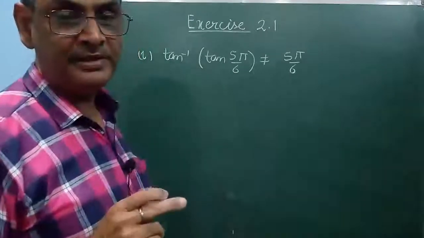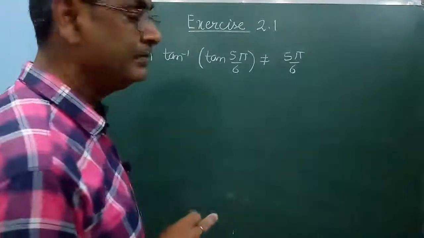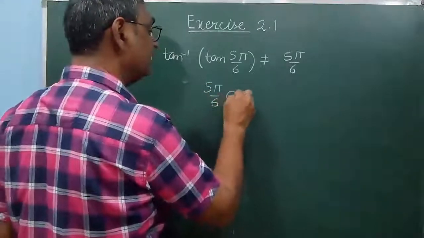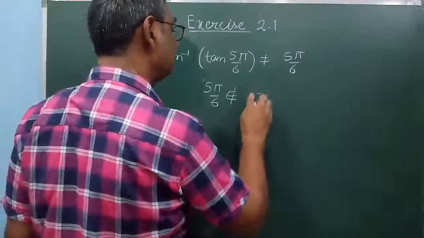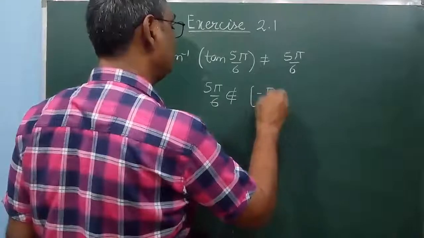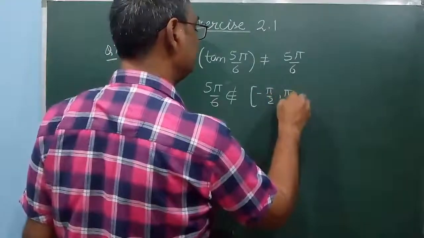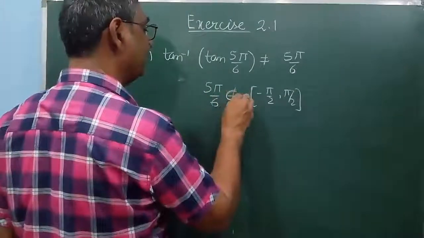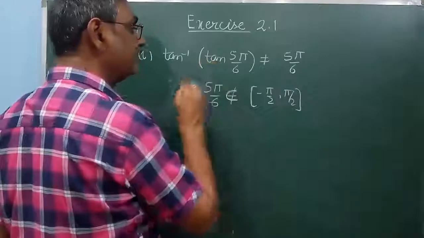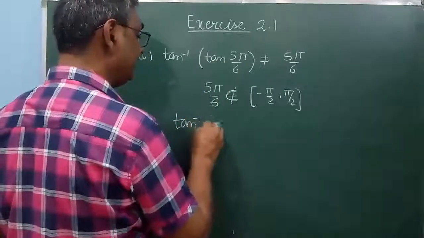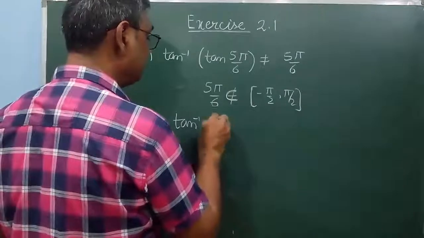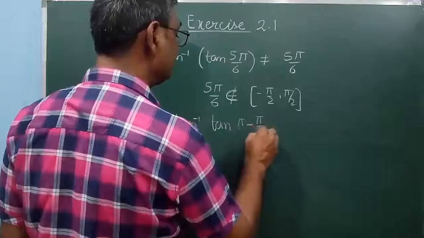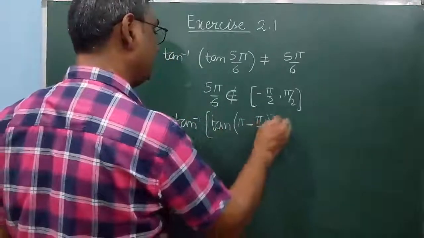Pi by 6 is 30 degrees, so 5 into 30 is 150 degrees, which is more than pi by 2. So here 5 pi by 6 does not belong to minus pi by 2 to pi by 2, correct? So when it does not belong to this, we have to convert it into this. So here what do we have to do? Tan inverse tan pi minus pi by 6.